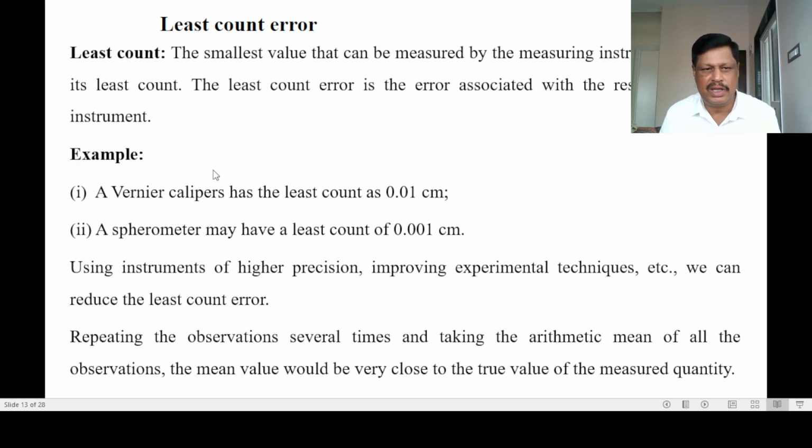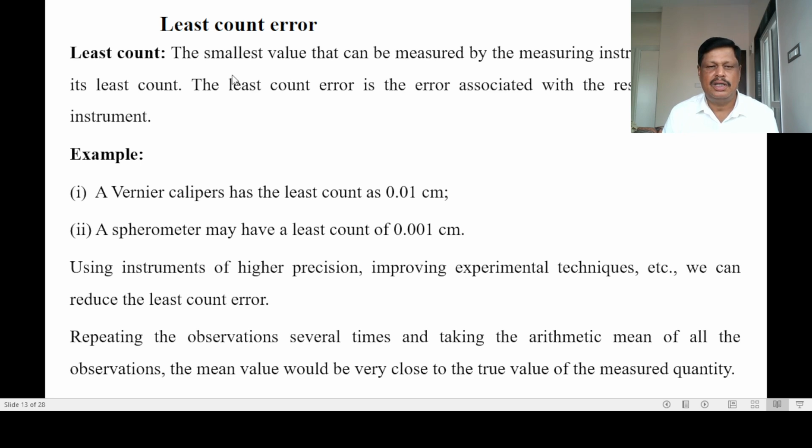An example of random error is least count error. So, what is least count? The smallest value that can be measured by the measuring instrument is called its least count. The least count error is the error associated with the resolution of the instrument.